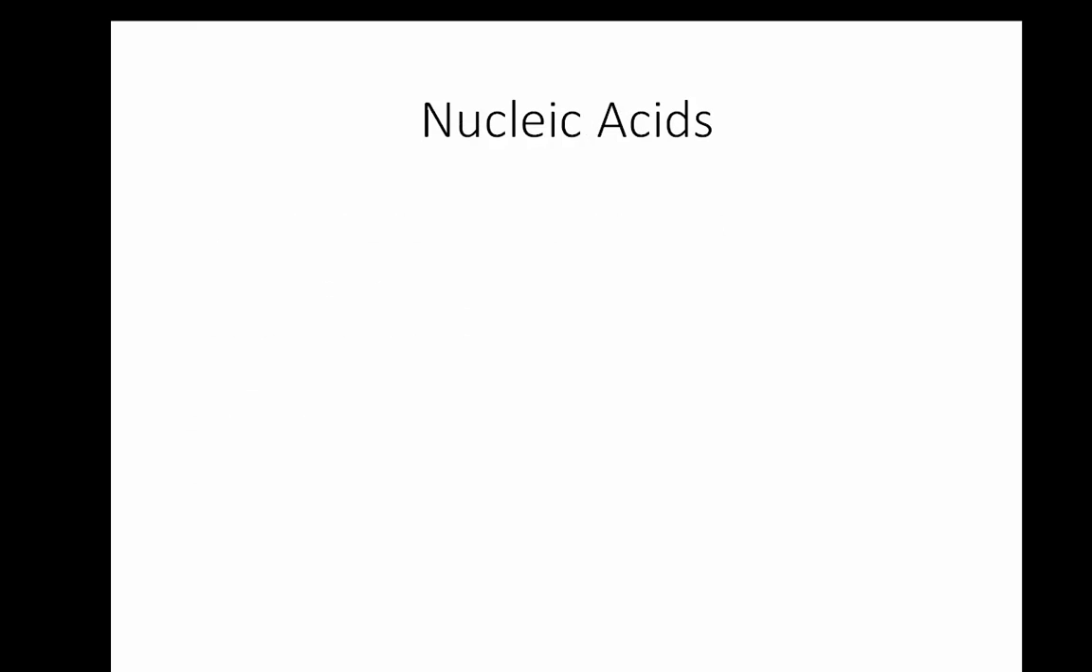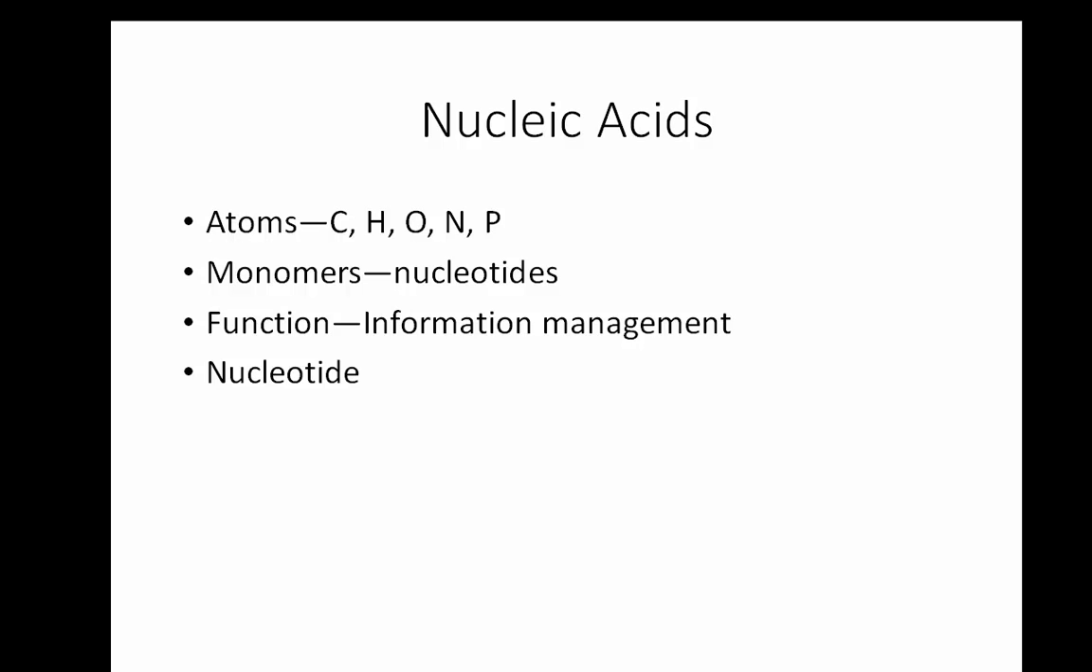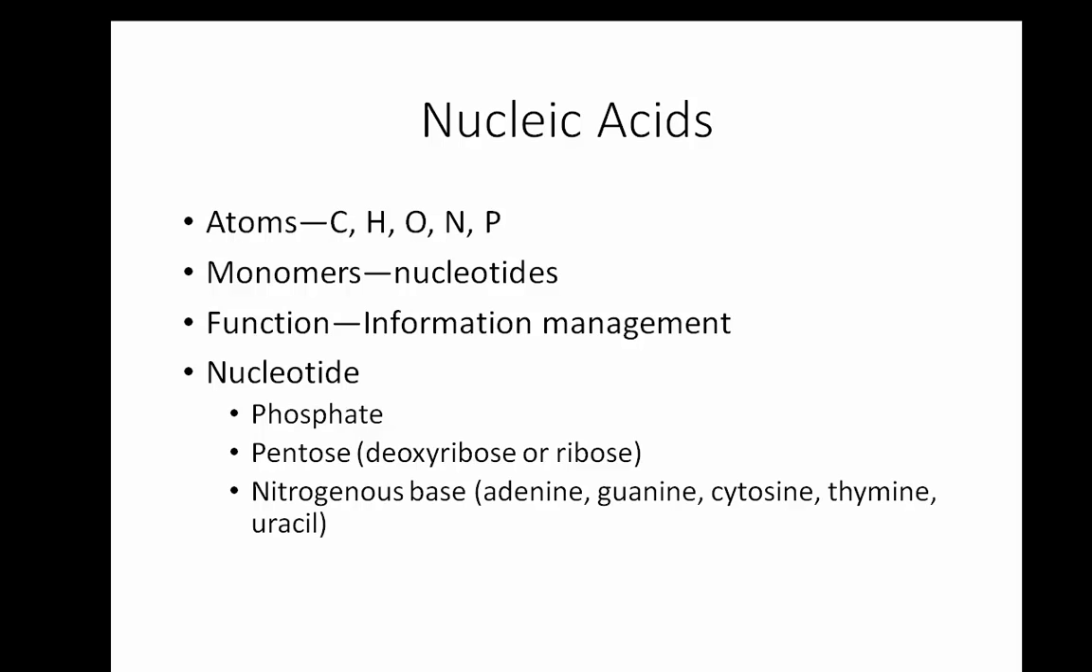Nucleic acids are the fourth group. Here we have the atoms carbon, hydrogen, oxygen, nitrogen, and phosphate. The basic building blocks, or the monomers, are the nucleotides. Nucleic acids are molecules that function in managing information in the cell. A basic nucleotide is made up of a phosphate, a pentose, a 5-carbon sugar, and you've got your choice of deoxyribose or ribose, and a nitrogen-containing base. And you've got 5 choices here: adenine, guanine, cytosine, thymine, or uracil.